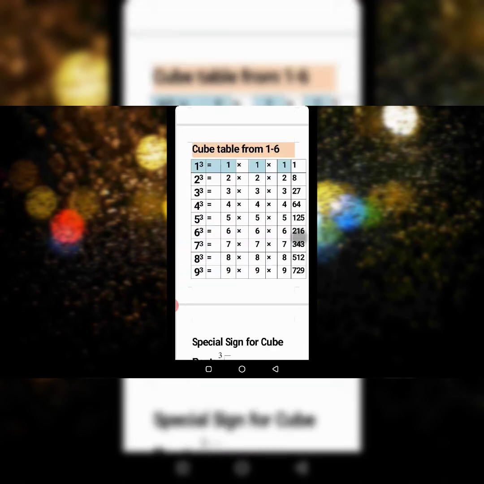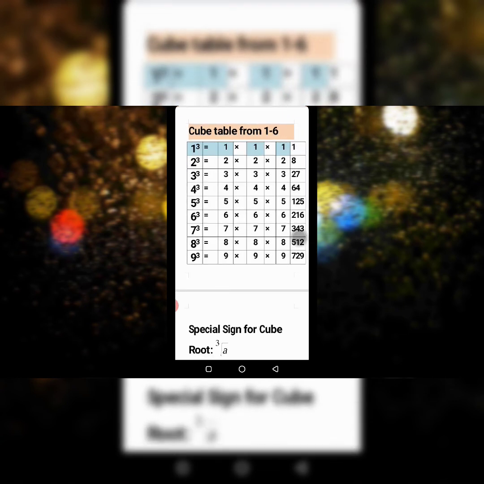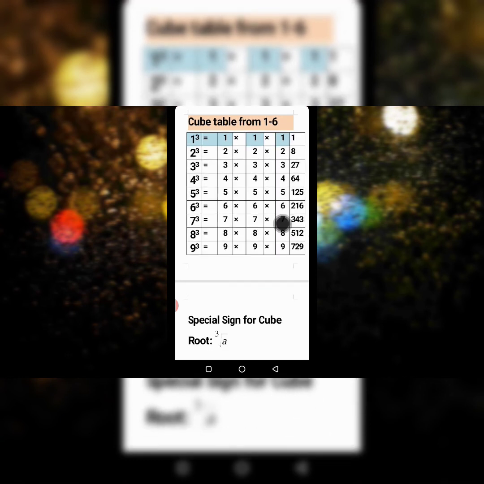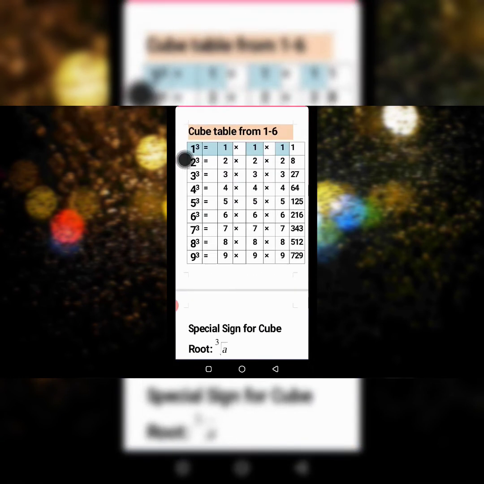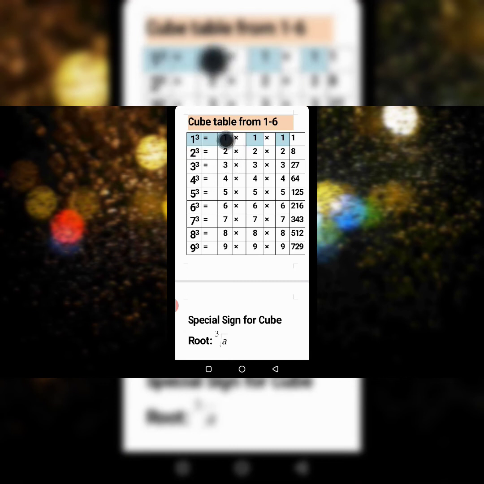Now here is the cube table, from 1 to 9. Cube means that if an integer is cubed, that integer is going to be multiplied by itself 3 times. 1 multiplied by 1 multiplied by 1 is equal to 1. Then 2 cubed means 2 multiplied by 2 multiplied by 2, 3 times 2, which is equal to 8, and 8 is the perfect cube of 2. 3 cubed is equal to 3 multiplied by 3 multiplied by 3, that means that integer is multiplied by itself 3 times, and we get the answer 27. So 27 is the perfect cube of 3, and so on. Here is the table from 1 to 9.